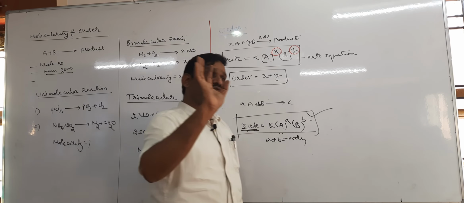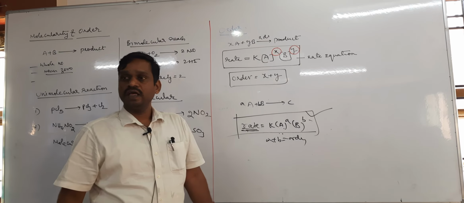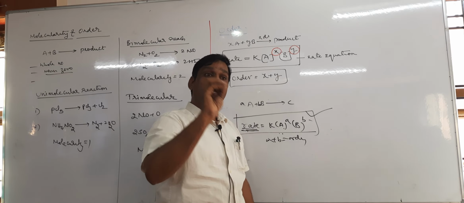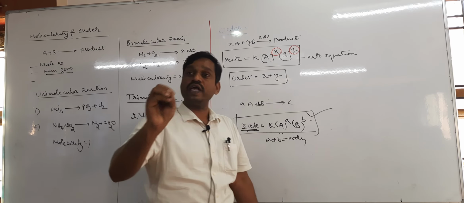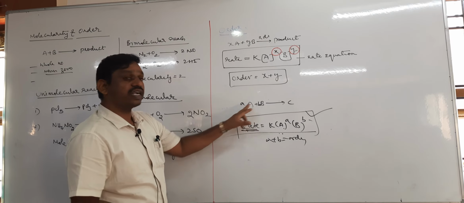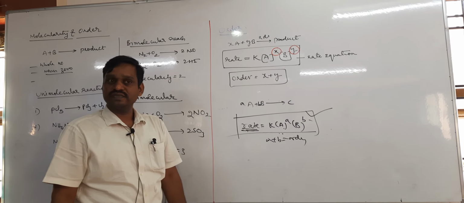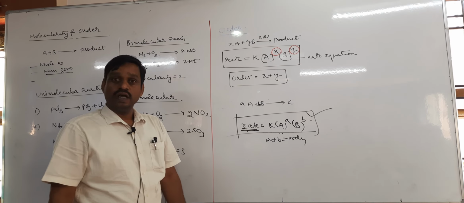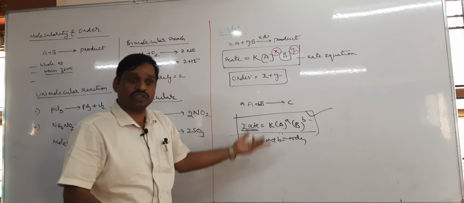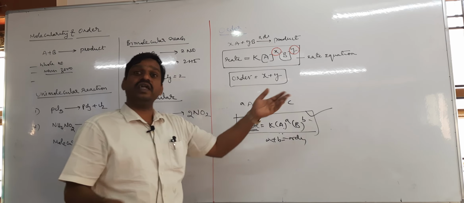Okay, suppose I say the order is 0, what is the meaning of that? Tell me. Order is 0 in the sense that in the RDS, the rate determining step, no reactant is changing its concentration. There are reactants there, but no reactant is changing concentration, right? It means the rate is independent of concentration. Yes or no? That means the rate is independent of concentration.